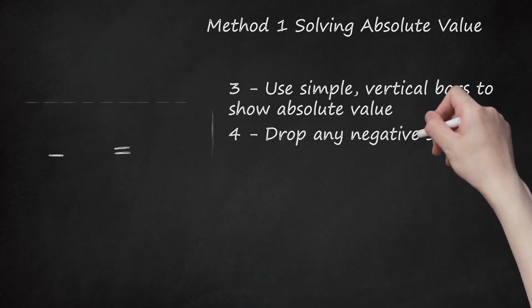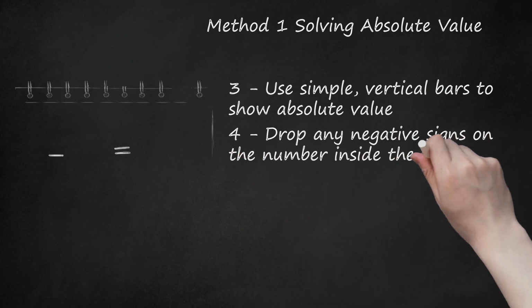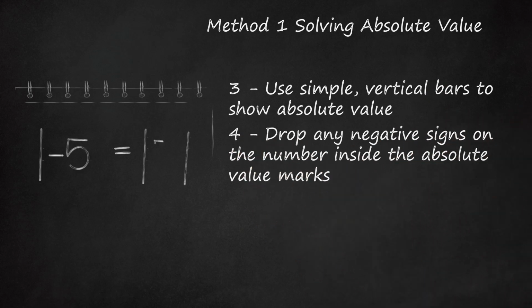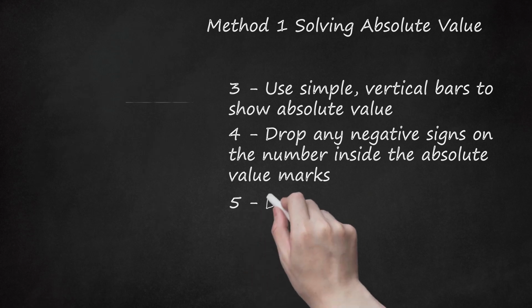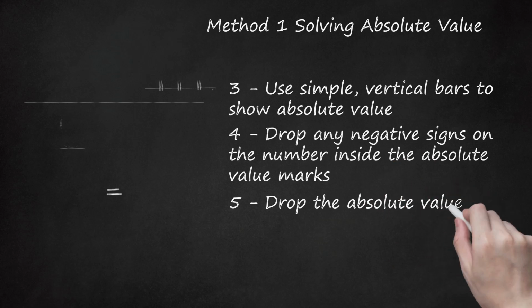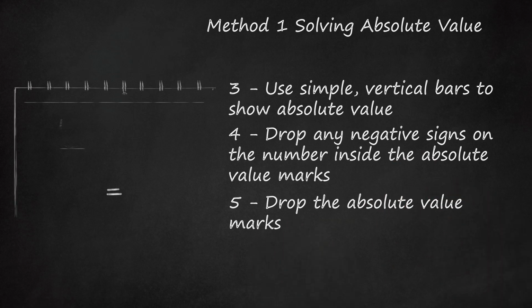4. Drop any negative signs on the number inside the absolute value marks. For instance, |-5| would become |5|. 5. Drop the absolute value marks. The number remaining is your answer, so |-5| becomes |5| and then 5. This is all you need to do. |-5| equals 5, |5| equals 5.